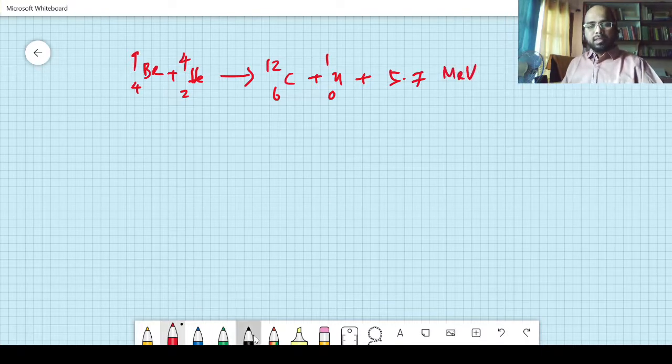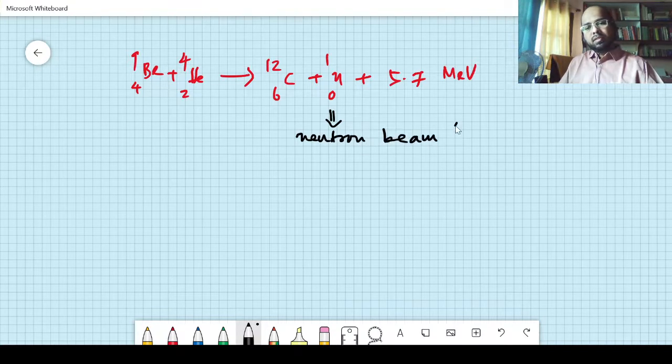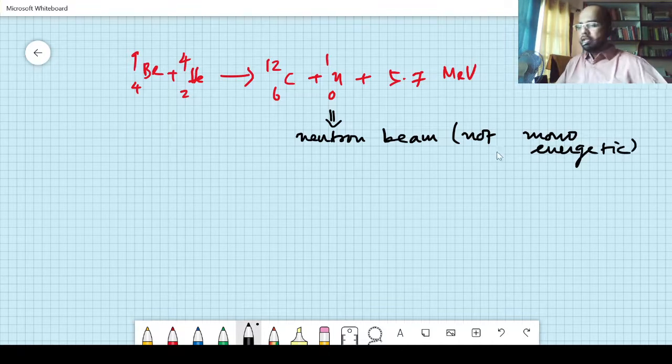Okay. Now the neutron beam obtained from the above reaction is not monoenergetic. So this is the neutron beam and it is not monoenergetic. That is, it means it is having a wide range of energy.